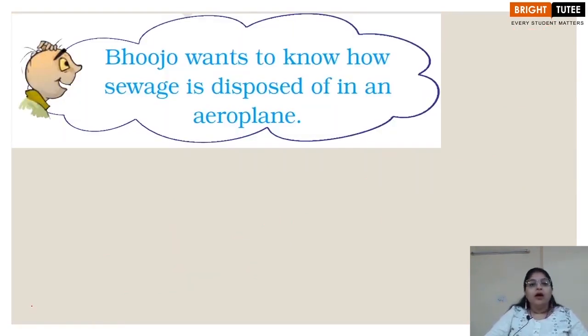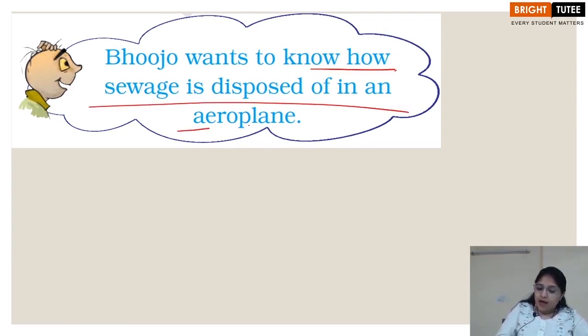Now, here is a question which even you might wonder, and whenever we talk about alternate arrangements of waste disposal, this is something which is quite a curiosity for many people, and that is how sewage is disposed of in an aeroplane, right? I'm pretty sure some of you must have had the experience of going into an aeroplane, and if you've gone to the toilet, you must have seen there is a difference between the toilet of the train and the toilet of the aeroplane. So how do these two things differ?